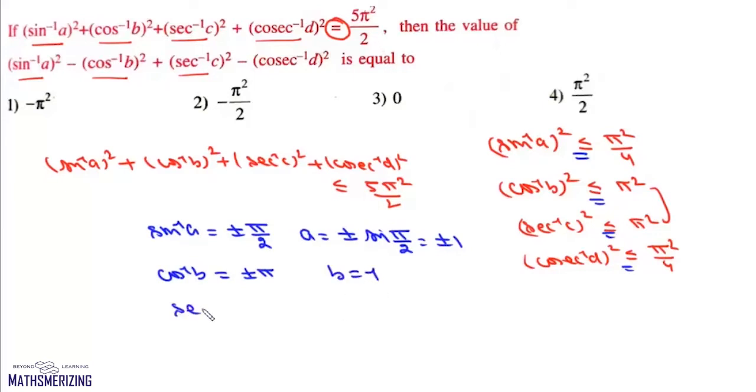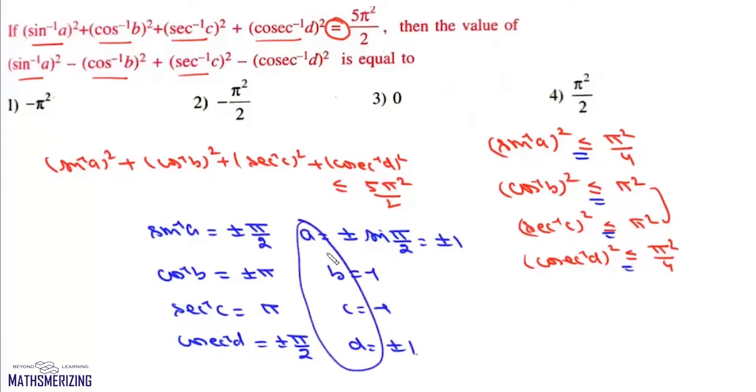In the same way, secant inverse C will be pi, so C will be minus 1. And cosec inverse D will be again plus or minus pi by 2, so the value of D will be plus or minus 1. Now in the question, we are not supposed to find the values of A, B, C, D. I've just done that to show you how we find the values of A, B, C, D. We just need to find the value of this expression. Now sine inverse A square is pi square by 4.